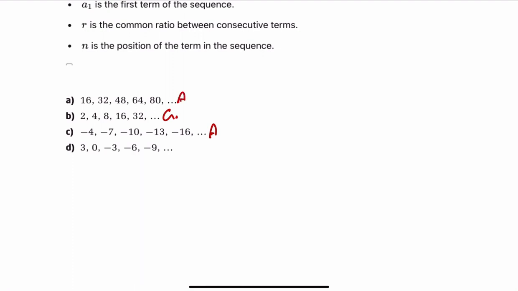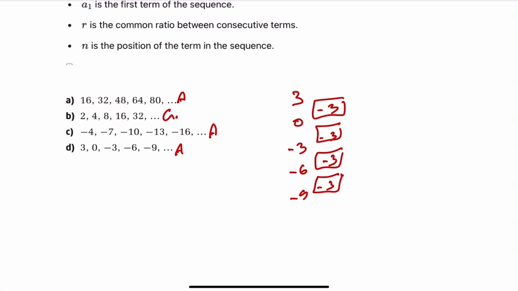So the fourth one, I start from 3, I went to 0. So I am actually subtracting 3. So let me subtract 3 from 0. It will give me minus 3. Yes. So let me subtract 3 from minus 3. Minus 6. Good. Let me subtract 3 from minus 6. Minus 9. So this is also an arithmetic sequence because we are adding the same number starting from the first term and going on and on.